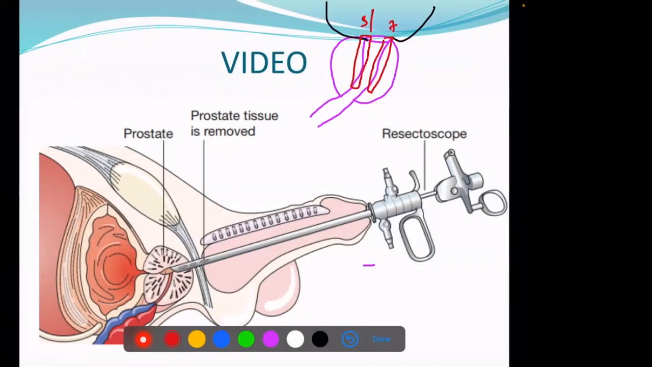Okay. In TUIP, when you resect at 5 and 7 o'clock positions, then you will open the prostatic tissue, okay, so that the urine can easily pass through it. As the size was less than 30 cc, there was not enough prostatic tissue. So we have just resected the 5 o'clock or 7 o'clock position, and this is known as TUIP.